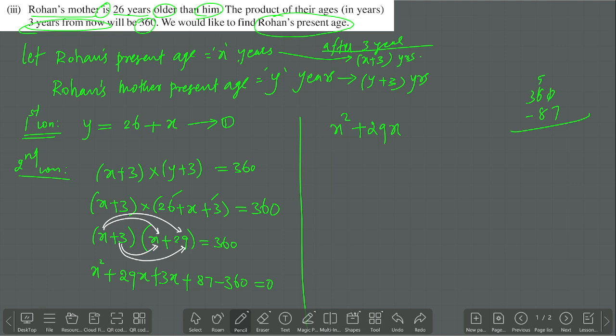When I borrow 5, 10, so I am getting 3. Again, when I borrow 15, 7, 2. Minus 2, 7, 3, which is equal to 0. Where x is?